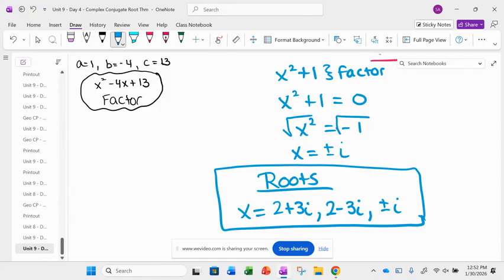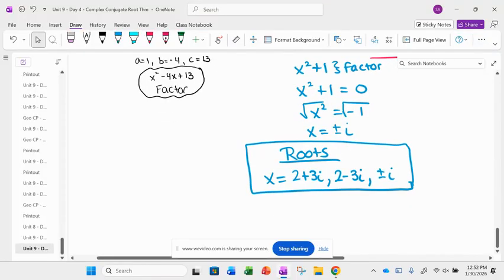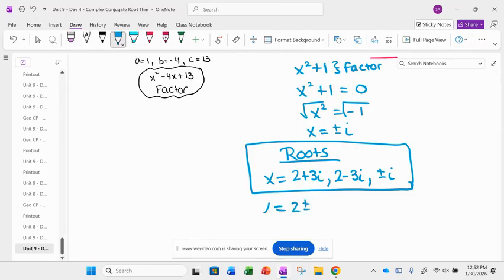All right, last question for today. Rika just asked, can we write 2 plus or minus 3i and plus or minus i? Of course you can.